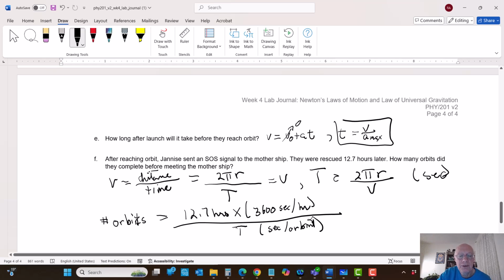The number of orbits is the time divided by the time per orbit. But we have to get everything in the right units. So if I know I'm waiting around for 12.7 hours, I can convert that to seconds by multiplying it by the number of seconds per hour, which is 3,600 seconds. And then if I divide by the time per orbit, I get the number of orbits. Okay, so that's all spelled out for you there.